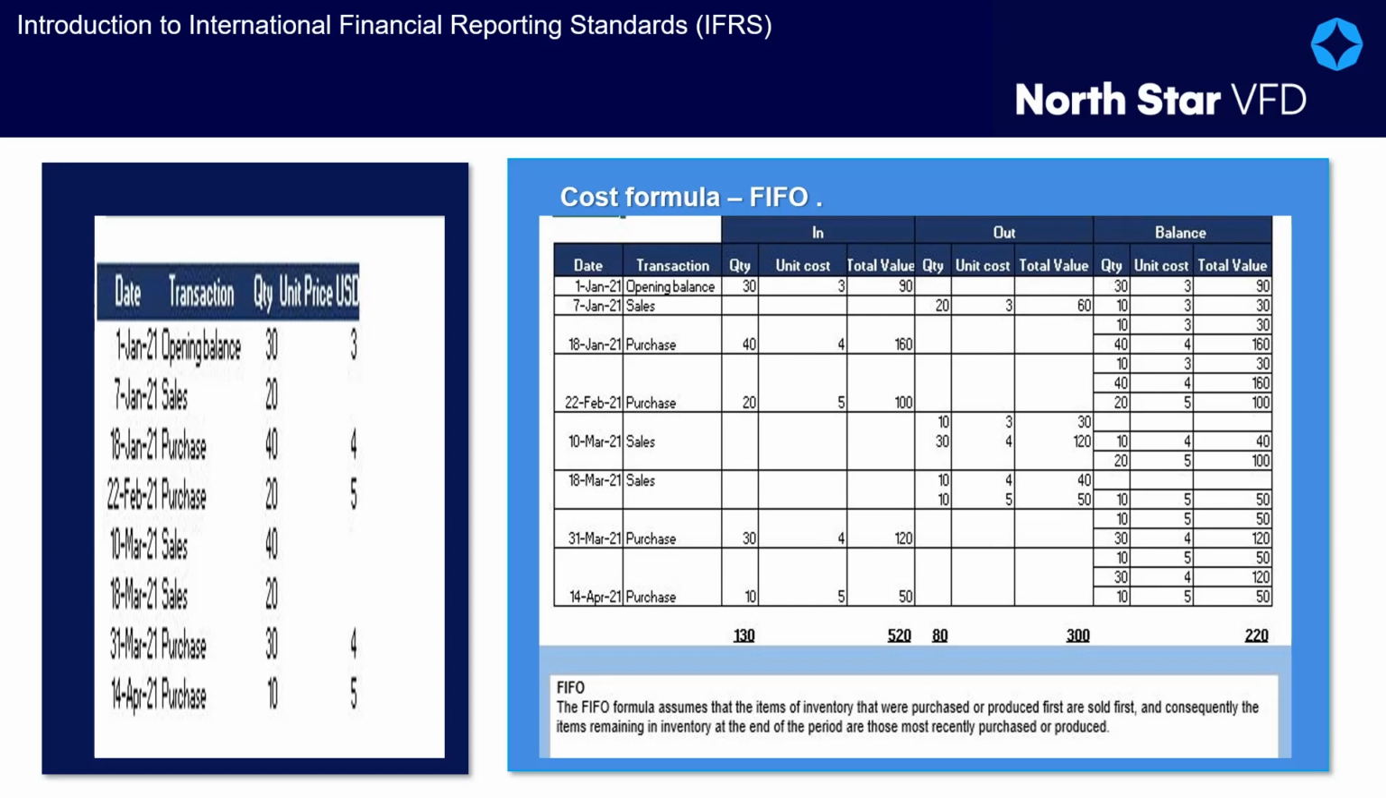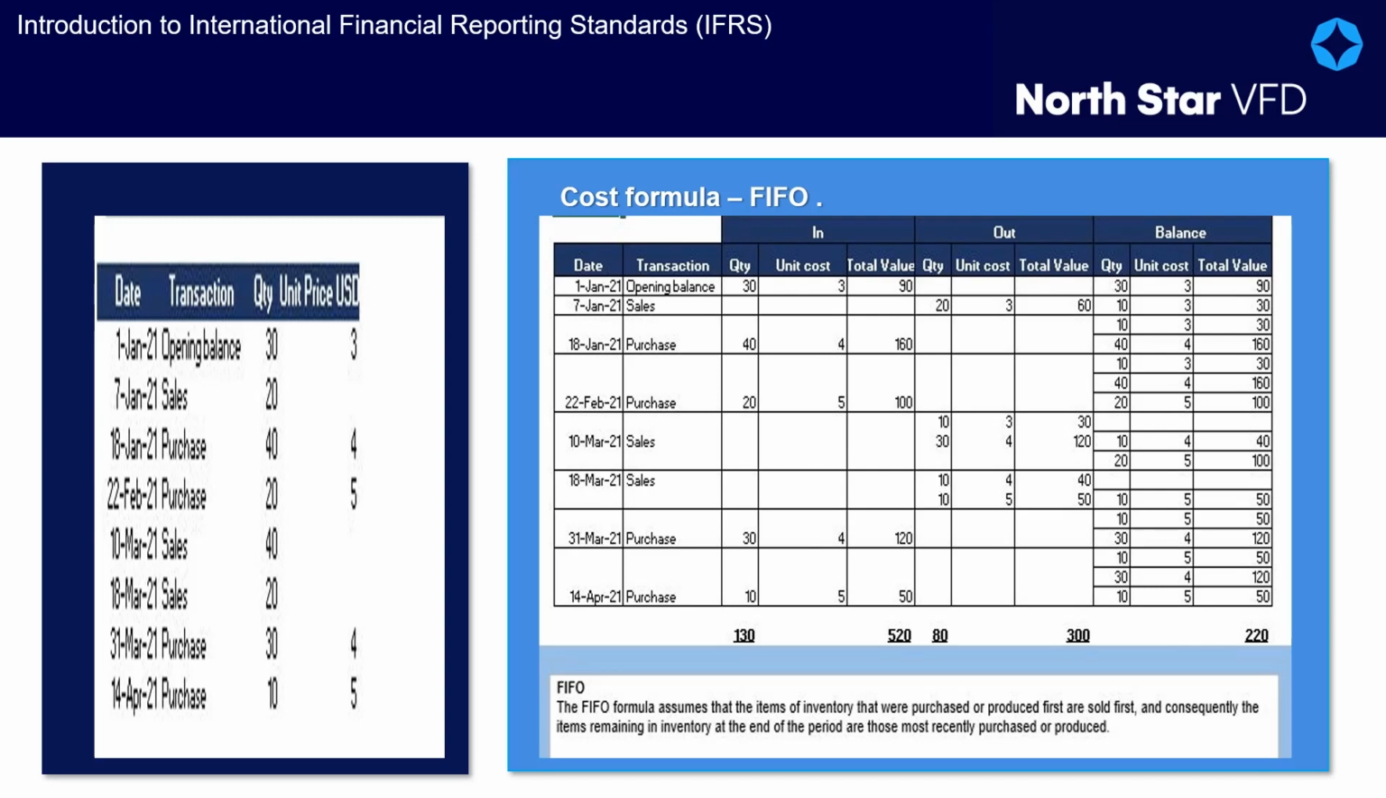Now let us look into an illustration to understand better how cost is computed under the FIFO method in a real-world situation. Here on the screen you can see the data related to an inventory item, its opening balance, purchases and sales etc. at various dates. Opening balance as on 1st January was 30 units at the rate of $3 per unit. Subsequently, on the 7th of January 20 units are sold. Since the cost of the first available unit is $3, the unit cost of the sold item is assigned as $3.